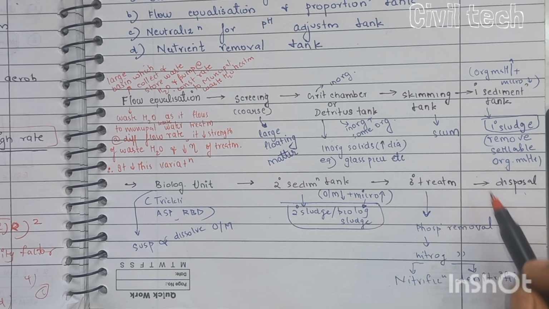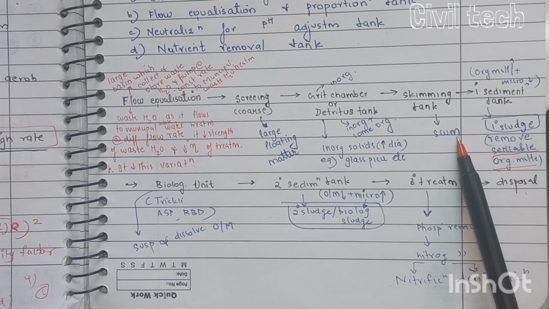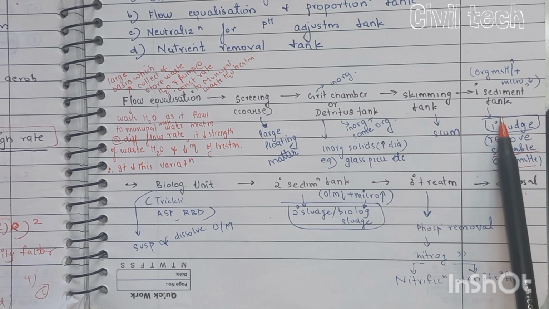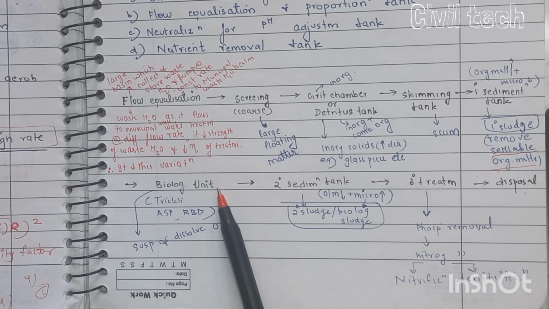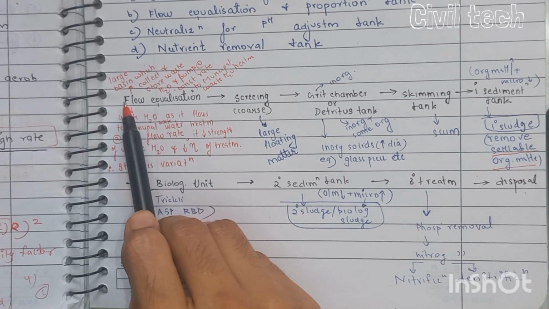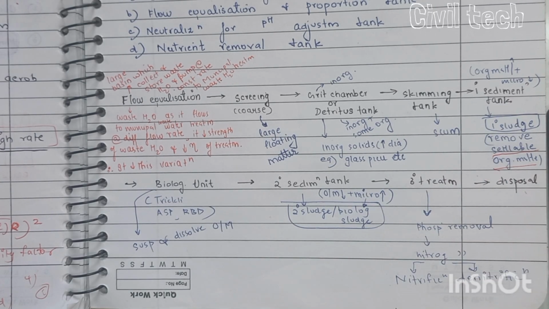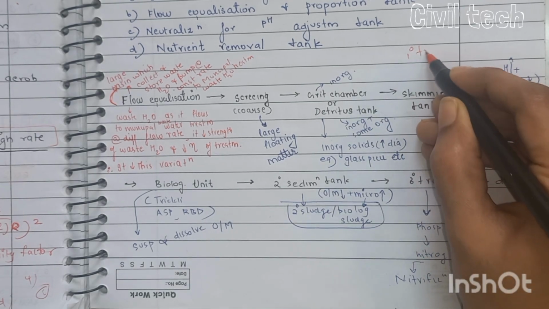Settlable, we should know that here removal of settlable organic matter takes place, and here the amount of organic matter is more compared to the microorganism living things. So next, it goes to the biological unit or biological treatment. So till here, like flow equalization to primary sedimentation tank, it is a primary treatment process. Okay, this is a primary treatment.